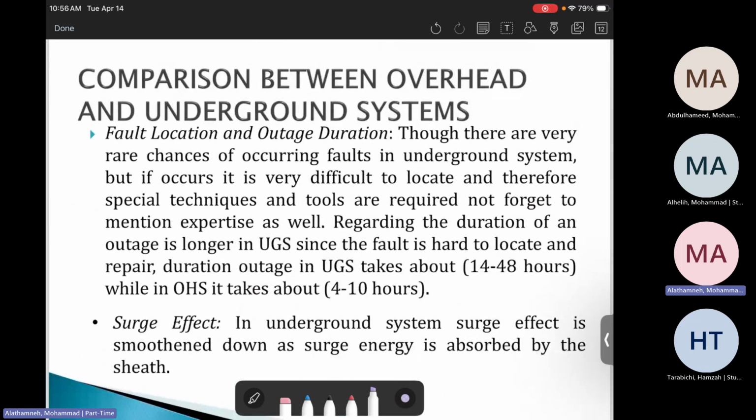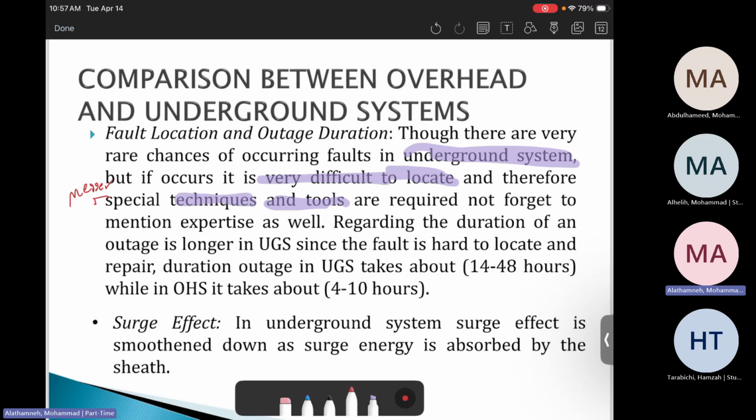Fault location and outage duration. It's very rare to have faults in underground systems. But if there is a fault, it's very difficult to locate it. Therefore, we need to use special techniques and tools. As I said, a device called a Megger is used to identify the location of faults in underground cables. And it also requires expertise.